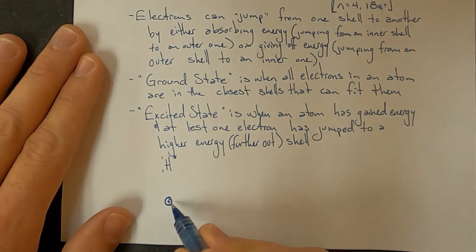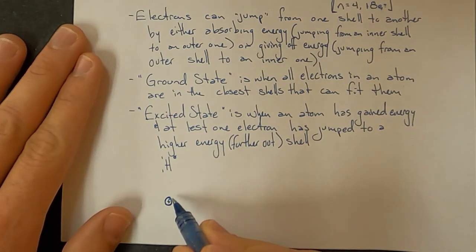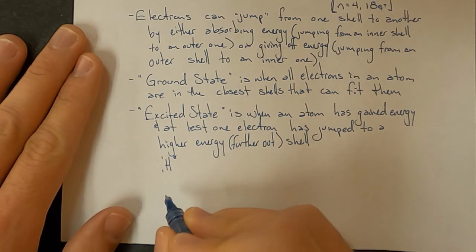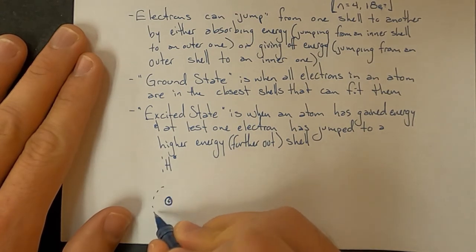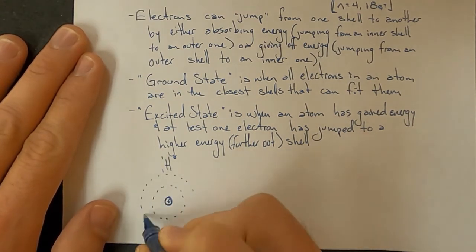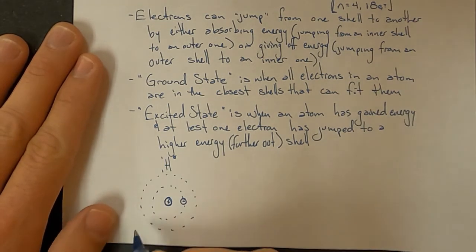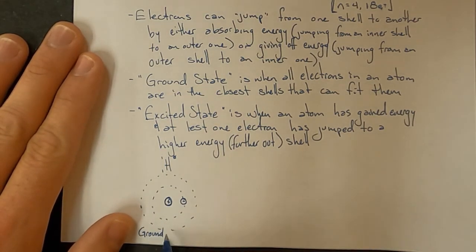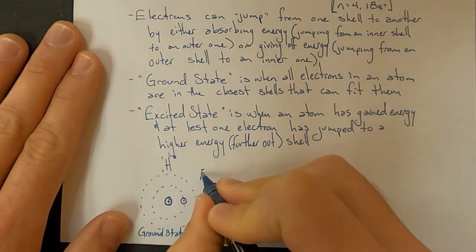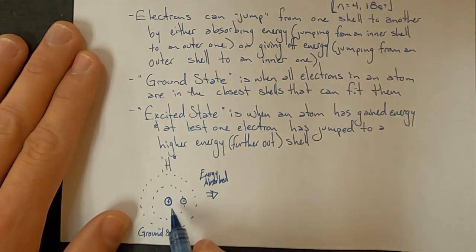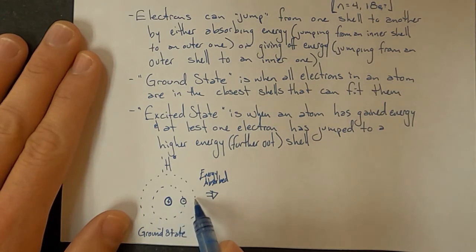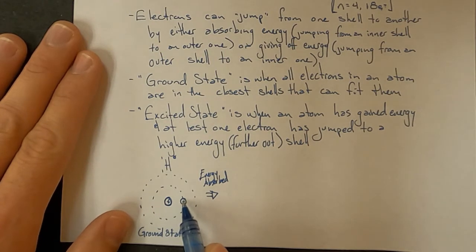Here's the nucleus with the one proton. I'm going to draw dotted lines to represent the different Bohr orbits that the electron could be in. With the electron being in the first energy level, this would be ground state. If it were to absorb energy, the electron could move out to this shell. It could also absorb so much energy it might move out and skip this shell to another one or one further out still.